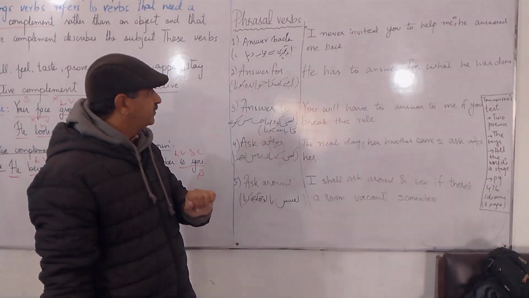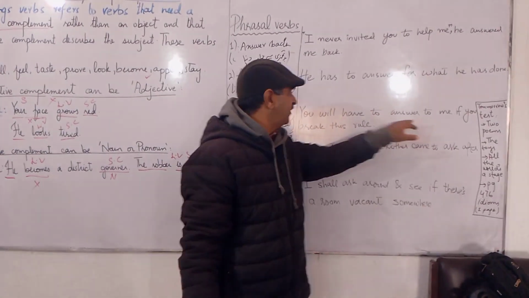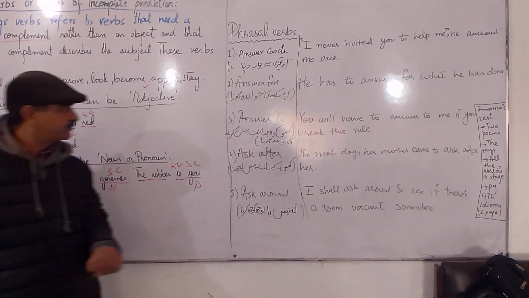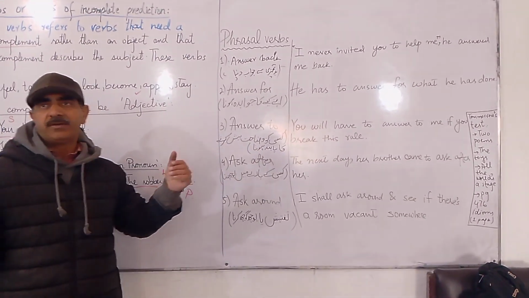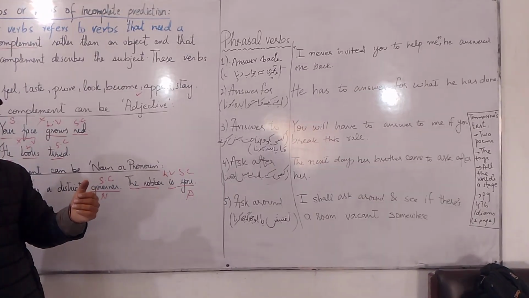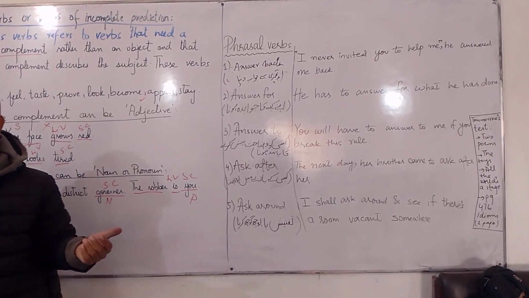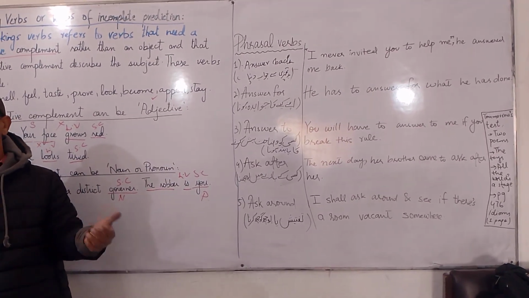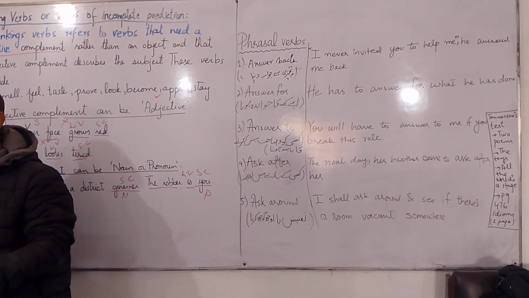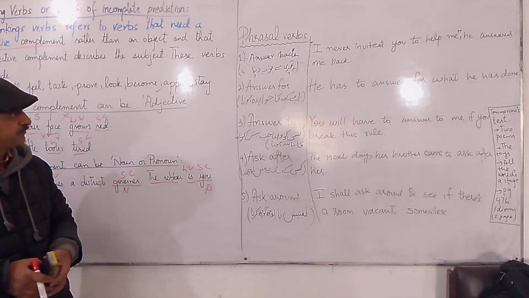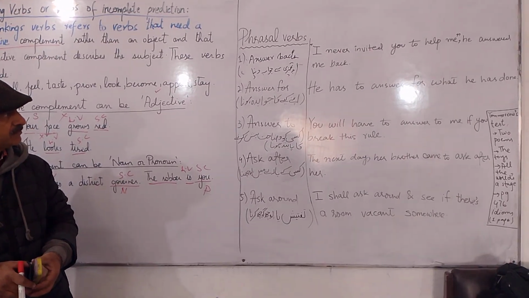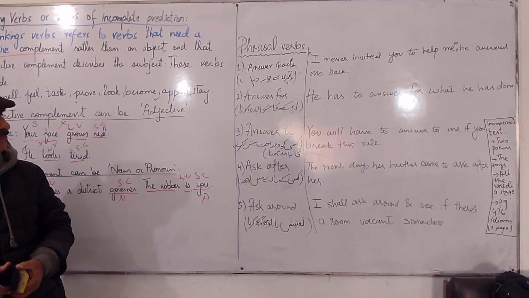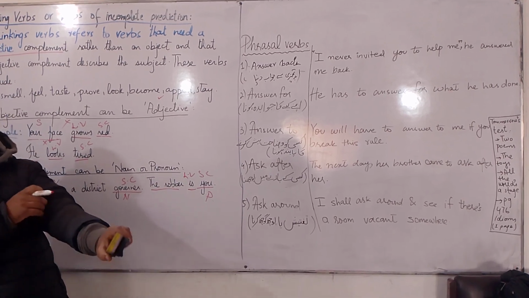Answer to. You will have to answer to me if you break this rule. To be bound to give the explanation of something. Binding oneself to give the explanation of something. You will have to answer to me if you break this rule.